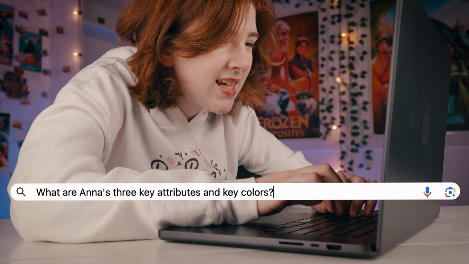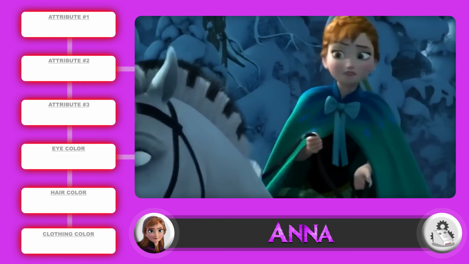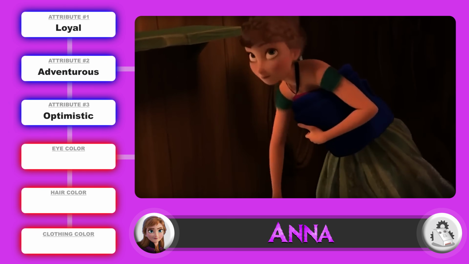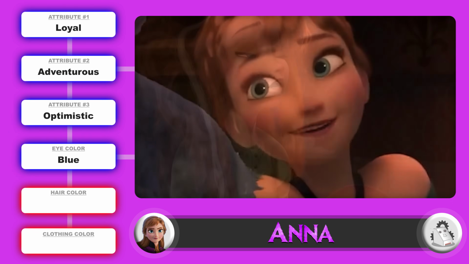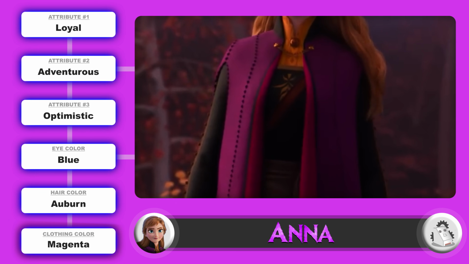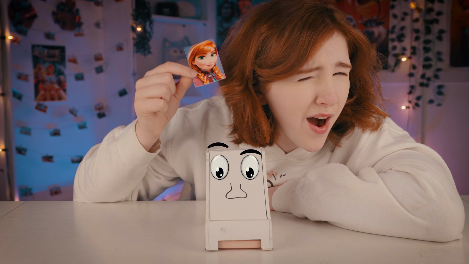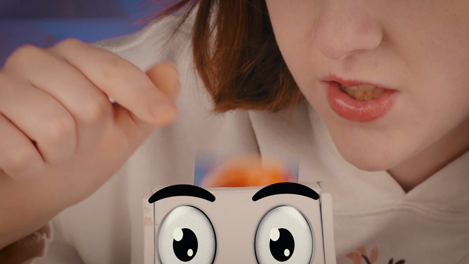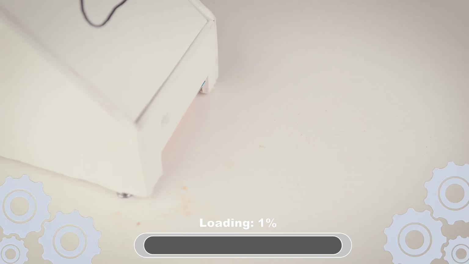Okay, Craig, what are Anna's 3 key attributes and key colors? For the character Anna, her 3 key attributes are loyal, adventurous, and optimistic. Her eye color is blue, her hair color is auburn, and her key clothing color is magenta. Okay, Craig, turn Anna into an Arctic animal using these attributes and colors. I think she's gonna be adorable.